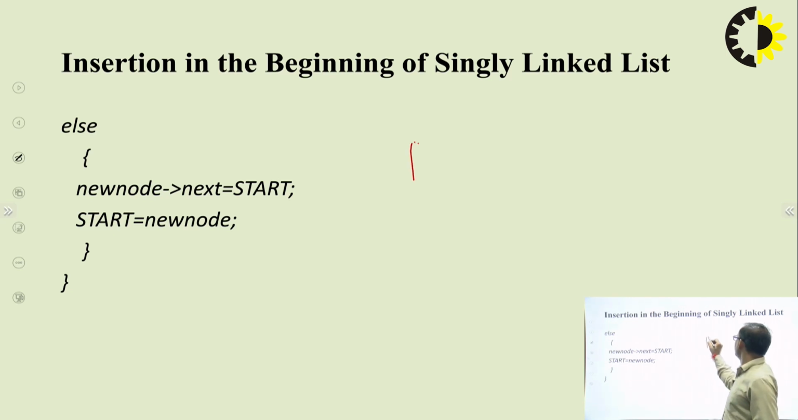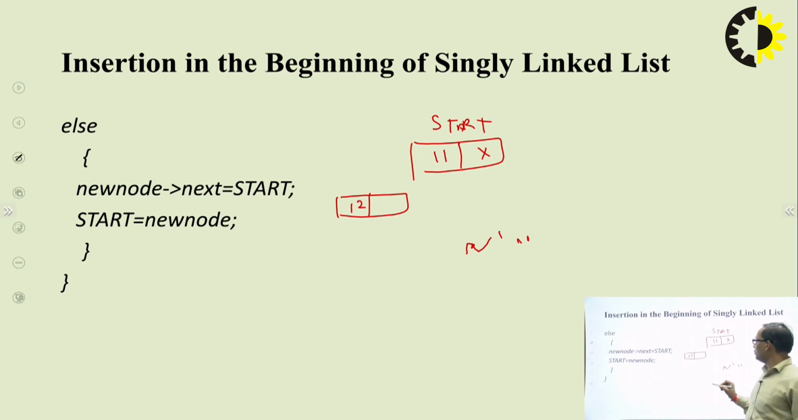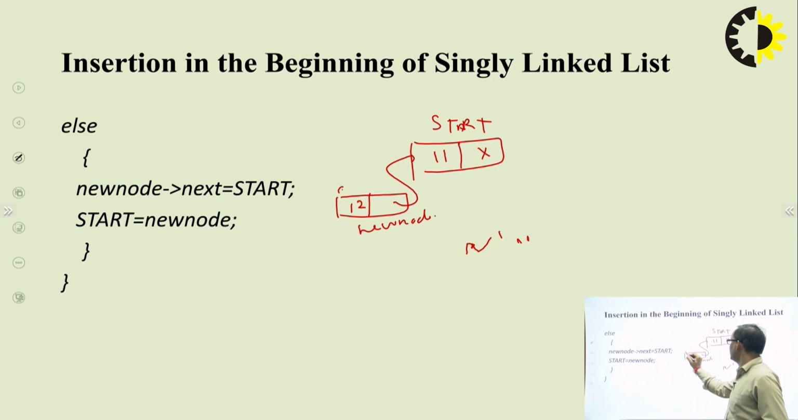Suppose we have this linked list. This is 11, the first node, and this is the start. Now we have to add a new node, 12, at the beginning of the linked list. So what we will do, we will store the address of the new node. This is our new node. In that case, this is the data field, and this is the next field.